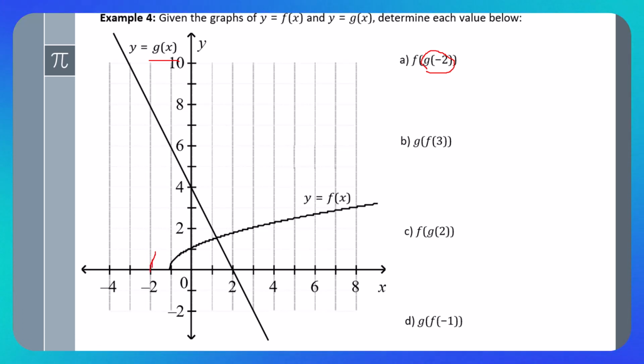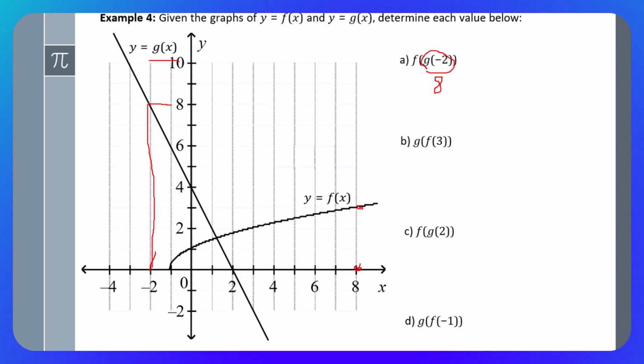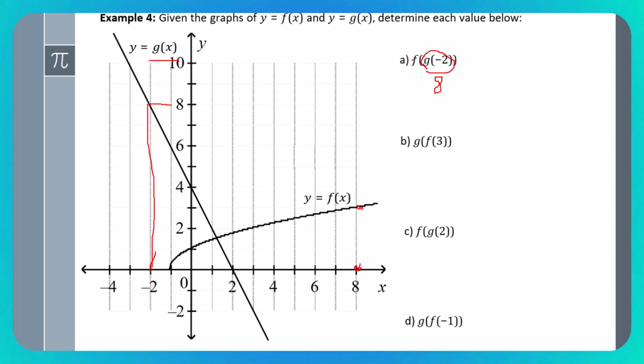And I cannot draw a straight line with this mouse. And go up and find our y value is 8. And then we're going to put 8 in for x into f. So when x is 8, y is 3. So f of 8 is 3.